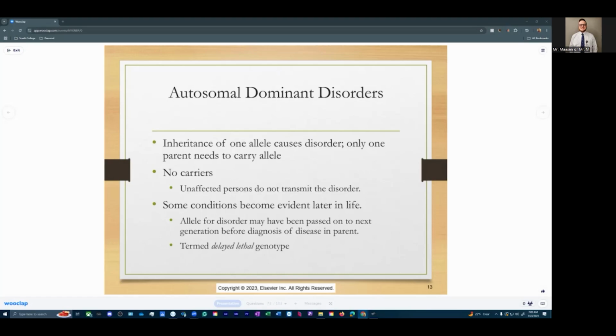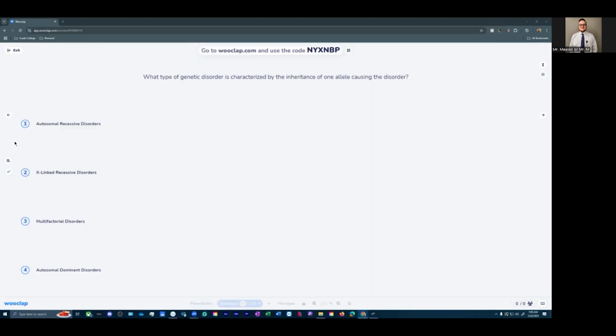And one of the common ones is Huntington's. Huntington's usually doesn't develop until adulthood. So it's hard to know that you have it until symptoms develop much later in adult life, or if you do some pre-screening, that's the only way you would know. So what type of disorder is characterized by the inheritance of one allele causing the disorder? You only need one allele to cause the disorder. So think about the Punnett square. I'll let you pause and think about that.